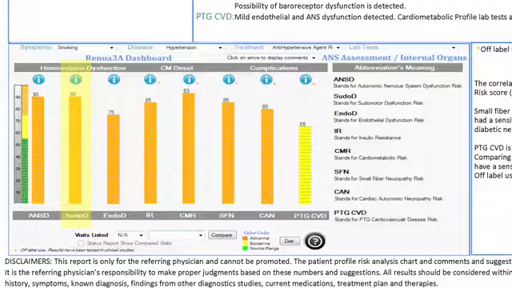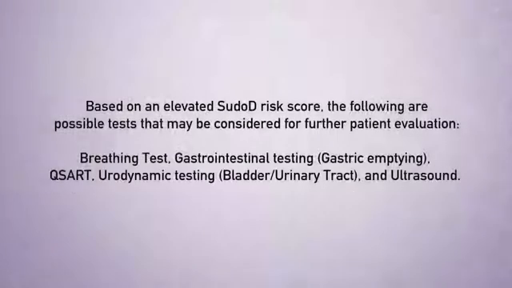If the measurement is out of balance, then the risk factor will show a high reading, indicating a need to consider causes for the abnormal result, including additional testing. Although there are a number of conditions the pseudo-D risk score helps evaluate, the primary focus of this measurement is the possibility of diabetic, cardiac, peripheral, and distal neuropathies. Based on an elevated pseudo-D risk score, the following are possible tests that may be considered for further patient evaluation: breathing test, gastrointestinal testing, gastric emptying, QSART, urodynamic testing, bladder urinary tract, and ultrasound.